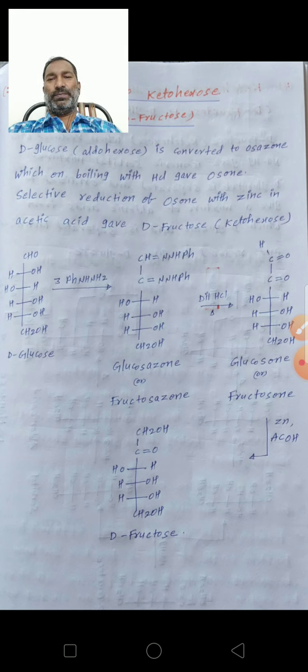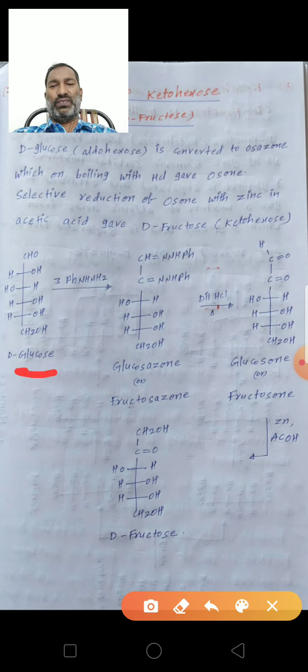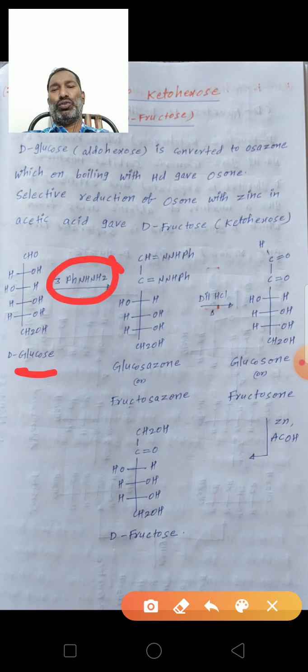This is the conversion. See here, D-glucose reaction. See the reactions. Take the D-glucose. We know the D-glucose structure. D-glucose reacts with 3 moles of phenylhydrazine to form glucosazone. So if you take the D-fructose, it will form the same osazone, that is known as fructosazone. So the structure of D-glucosazone and fructosazone both are same. So when D-glucose reacts with 3 moles of phenylhydrazine, it will form glucosazone.